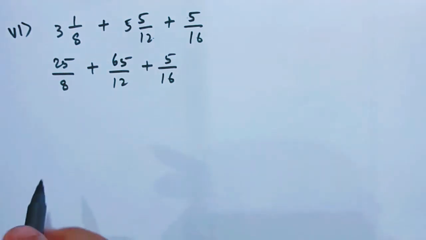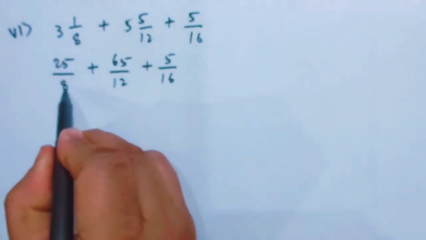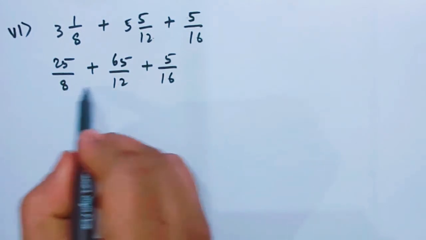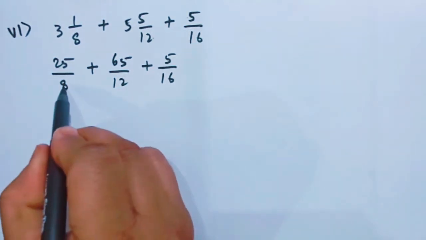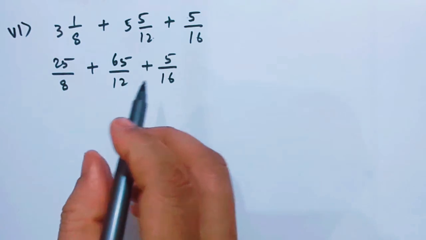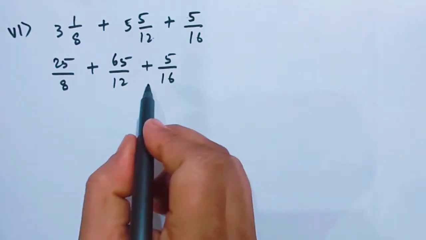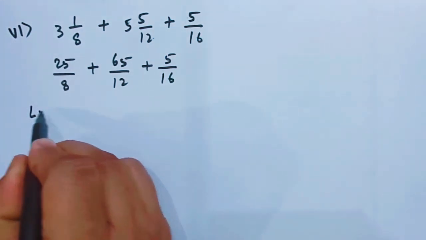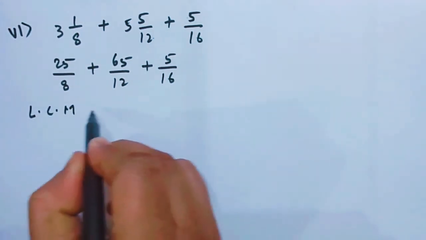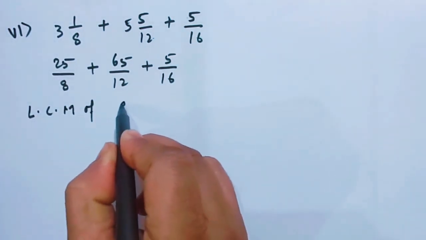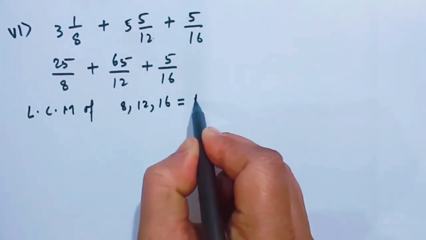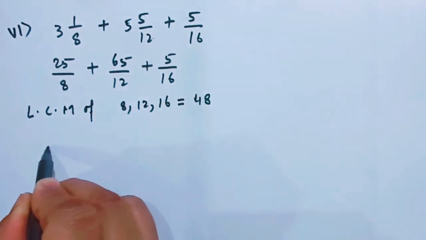Now, have a look. Let us take these numbers, 8, 12 and 16. So the LCM of 8, 12 and 16 will be equal to how much? Will be equal to 48. So the least common multiple of 8, 12 and 16 is 48. So have a look.